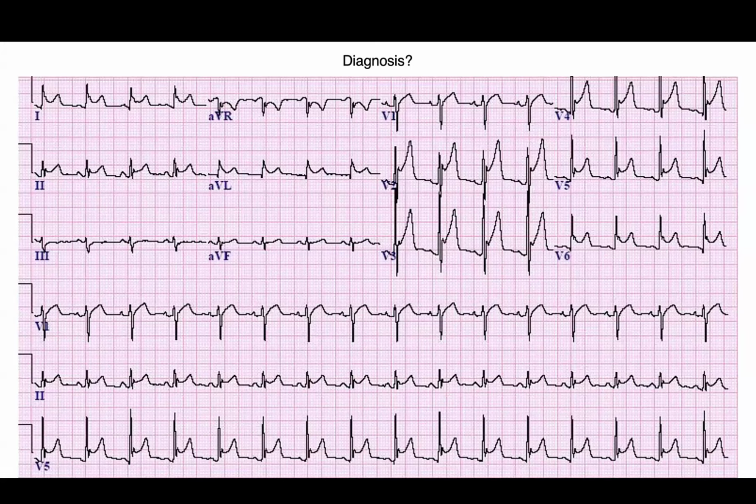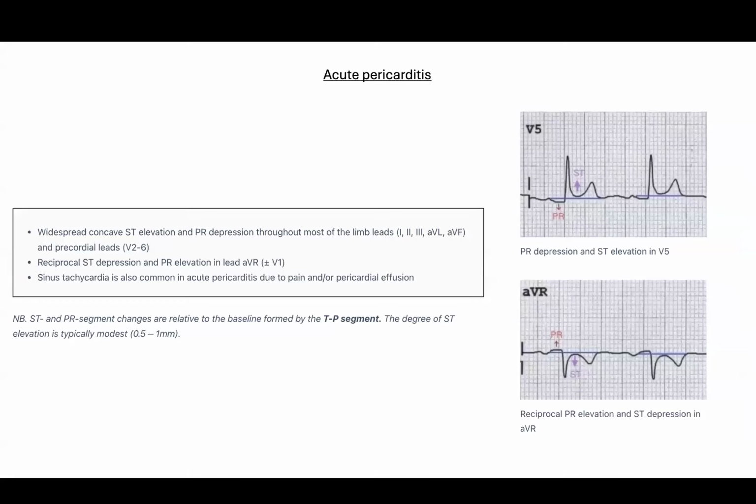Excellent. It's supposed to be an ECG of an acute pericarditis. So we have widespread ST elevation with PR depression through most of the limb leads, and reciprocal ST depression and PR elevation in lead aVR. Sinus tachycardia is also commonly present because of pain and pericardial effusion.